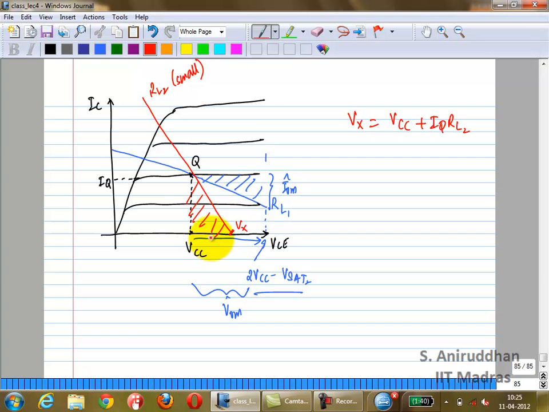In either of these cases, you don't get the maximum output power which you are looking for, because you want to design this stage such that you get maximum output power. In one case the swing is maximized, but IOM is not necessarily maximized. In the other case, IOM is maximized because you go all the way to cutoff, so the swing is almost IQ as far as the current is concerned, but your voltage is not maximized.